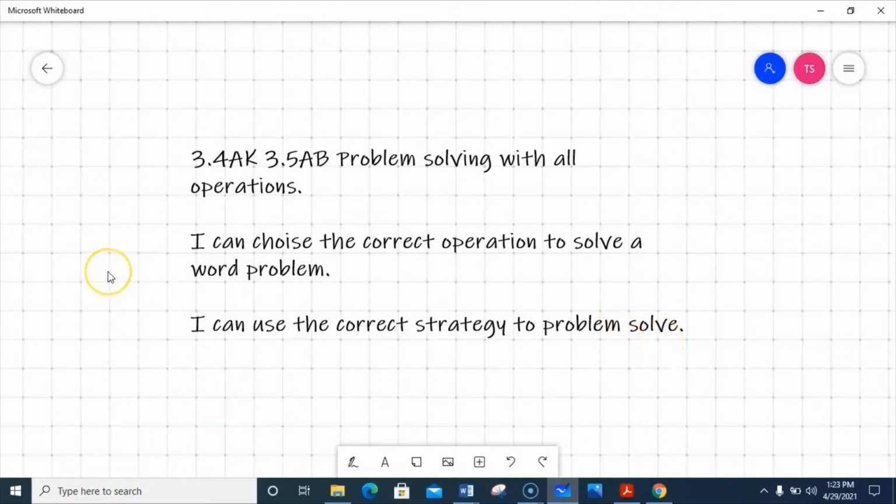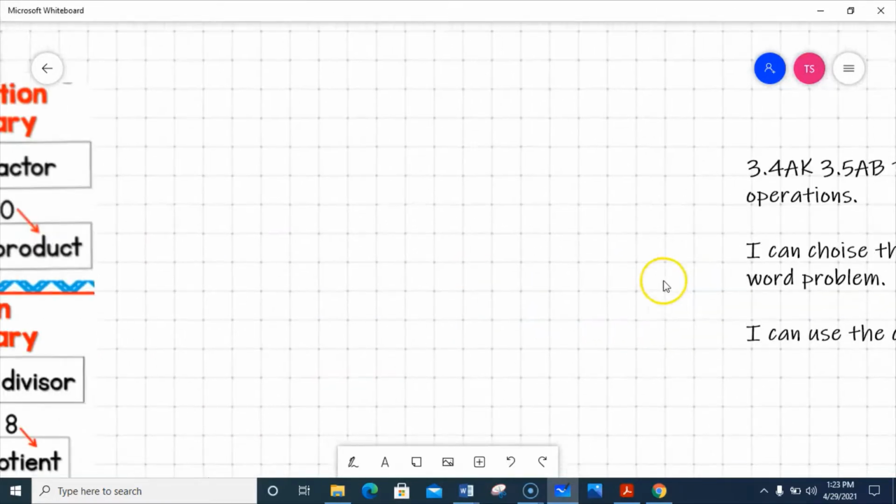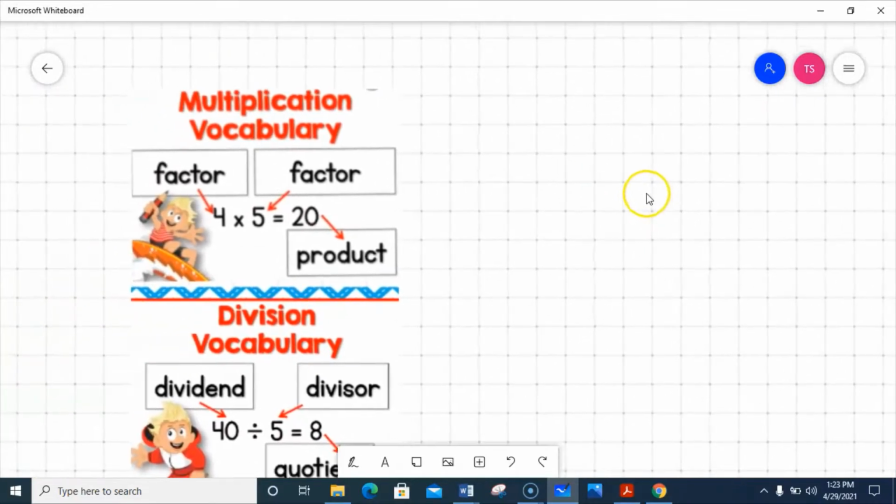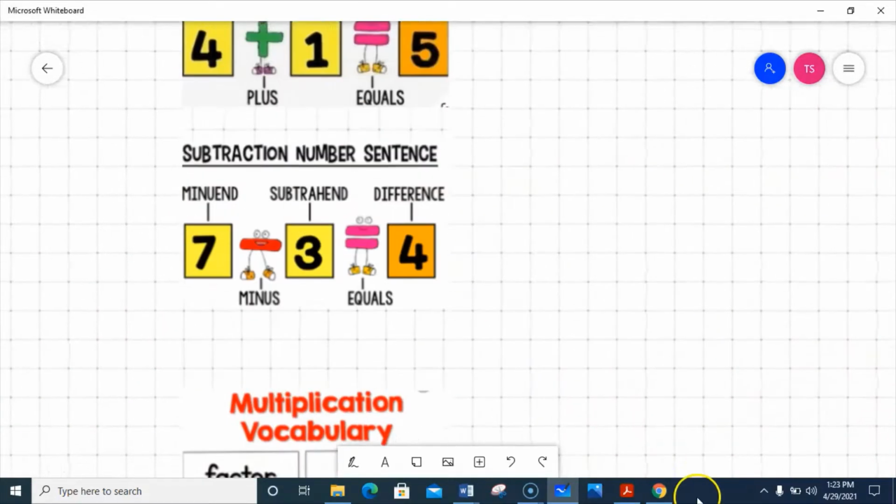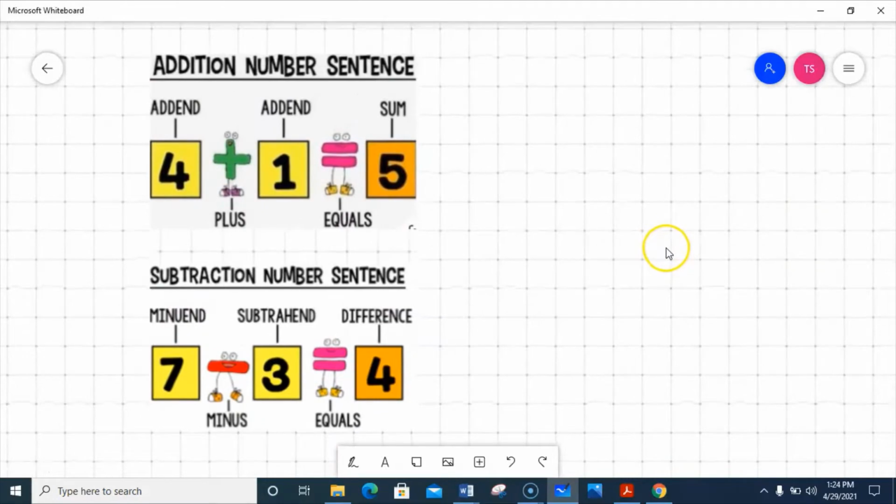So we're going to look at some of the vocabulary. Since we're using all operations, that would be addition, subtraction, multiplication, and division. Those are the four operations we use in math. For addition, we have addends, the two numbers we put together to get our sum, which is our answer. And for subtraction, minuend, subtrahend, and difference.